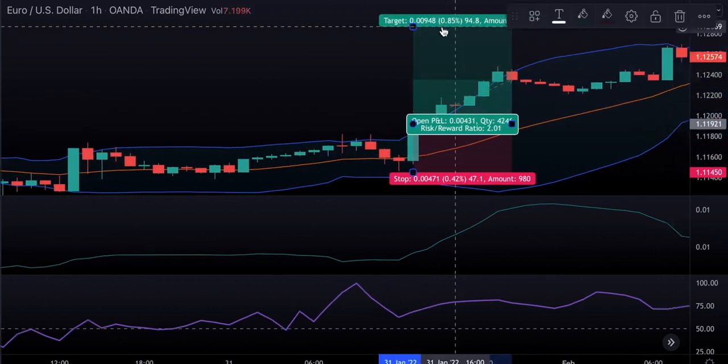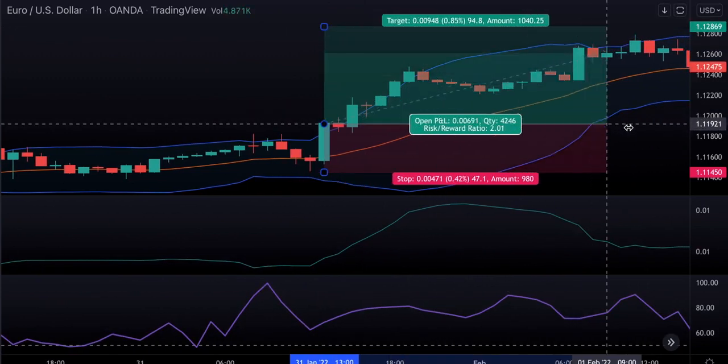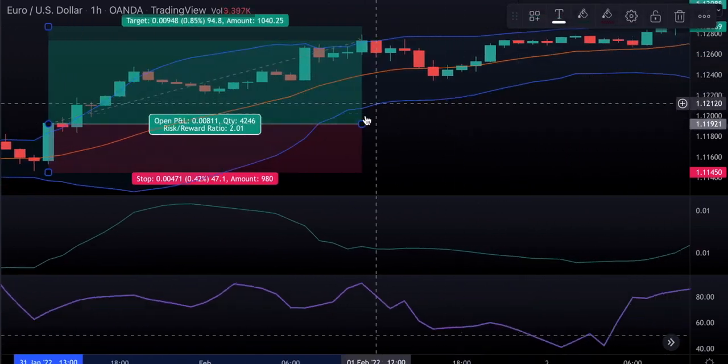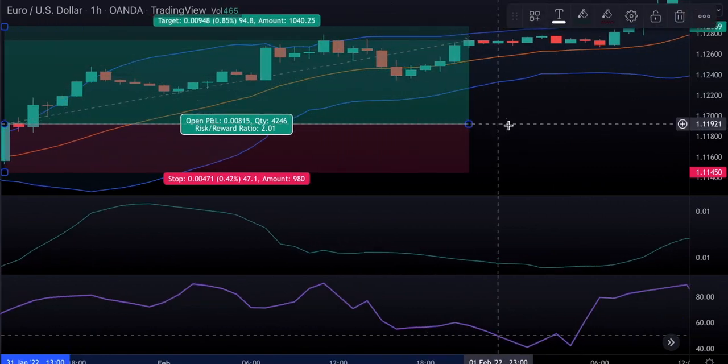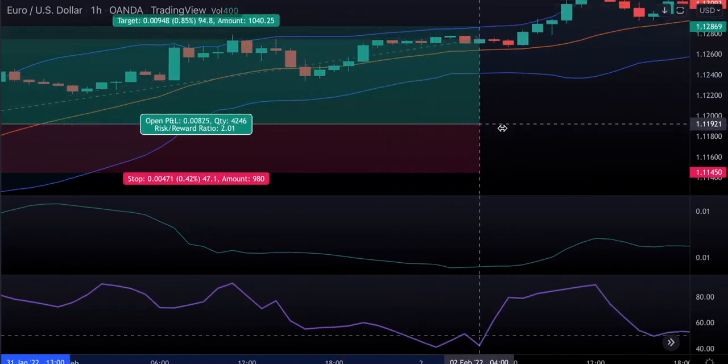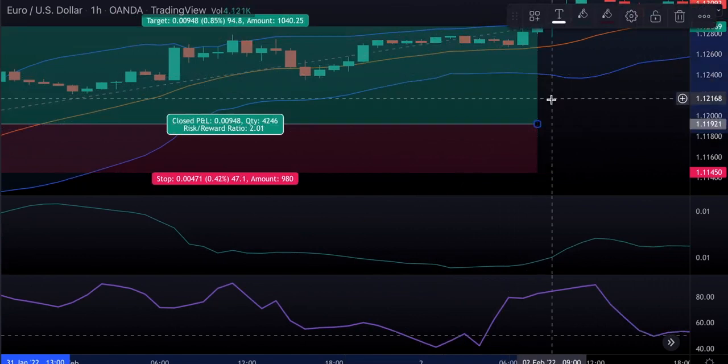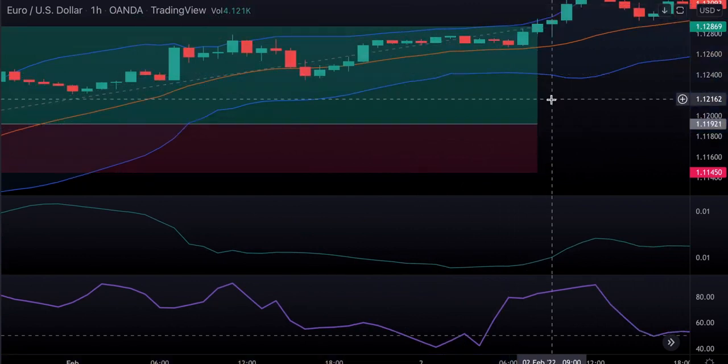And let's now see if the price actually hits our take profit target. It didn't quite hit there, but then we waited and there we go. Eventually it did. So yeah, this system has been working pretty well so far.